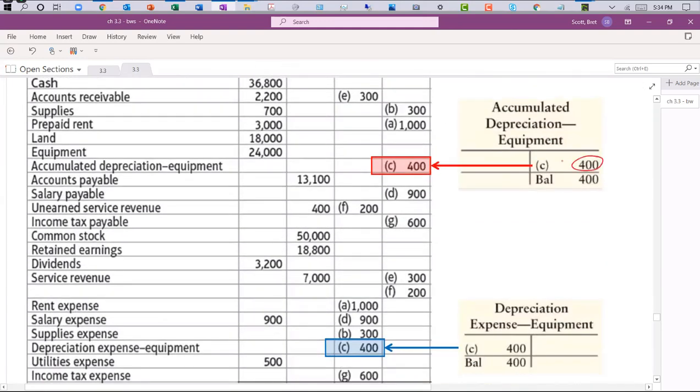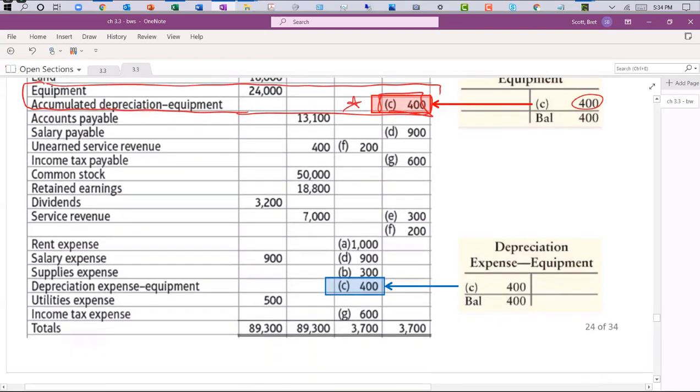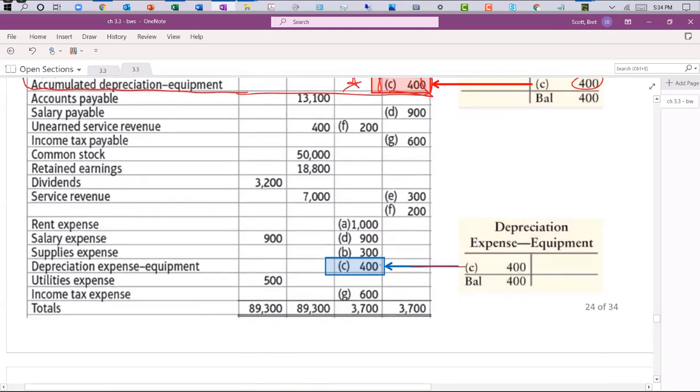Accumulated depreciation, make sure you're very careful about this. We don't want to directly reduce the asset account equipment itself. And especially when we're dealing with contra asset accounts, it's easy to get carried away and accidentally put it in the debit column when it really belongs in the credit column. So just be careful. Depreciation expense is inputted under the debit heading.